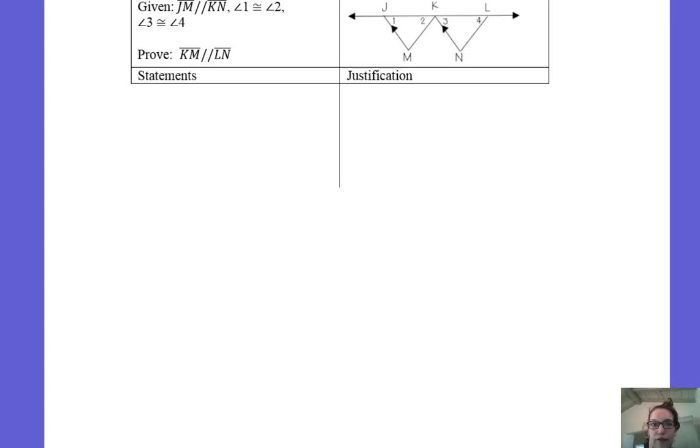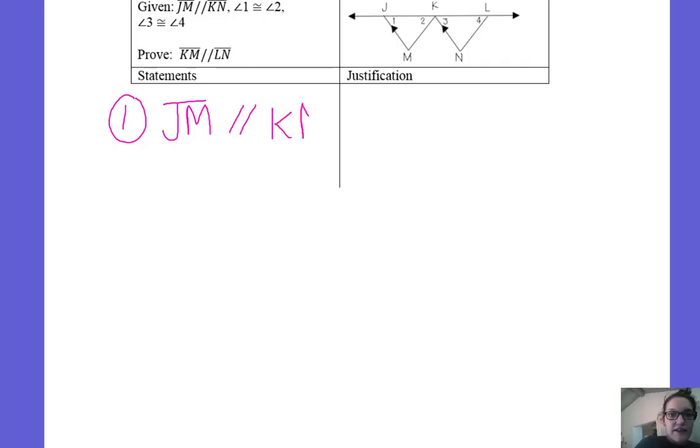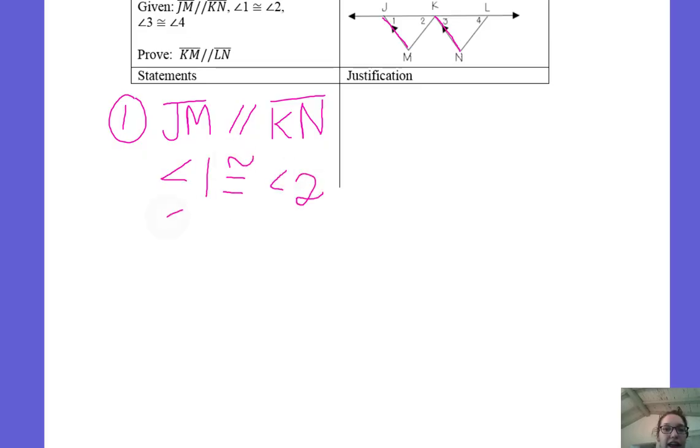Okay, in this proof we are given that segment JM is parallel to KN. So we know the ones marked with the arrows, JM and KN, are parallel, but we do not know that KM and LN are parallel. That's what we're trying to prove. We also know that angle 1 is congruent to angle 2, and that angle 3 is congruent to angle 4.